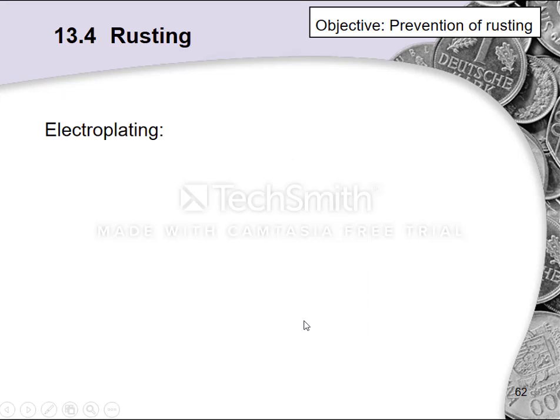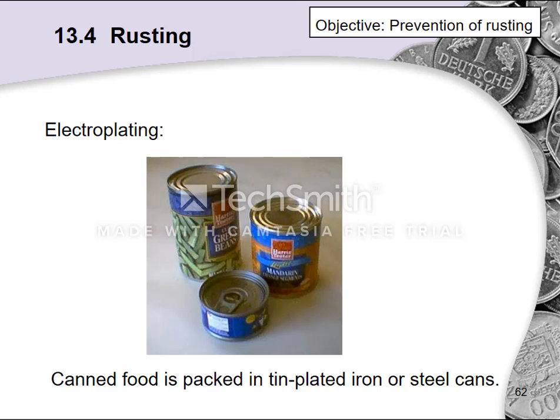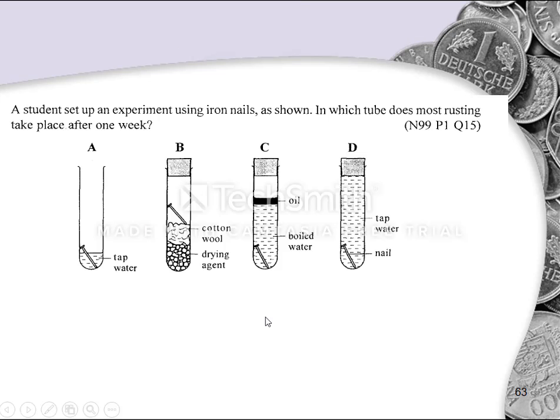And electroplating. The word electroplating tells you that it has to use electricity, and plating means covering a layer on top. So, for example, canned food packed in tin plated iron or steel can. Now, if you use an iron or steel can, it will rust, and of course, the food becomes poisoned by the rust itself. But if you use tin plating over it, this tin is not reactive, and hence it can protect the food from coming in contact with any rust. The rust will not be able to form because tin covers up the iron. Iron cannot reach the oxygen or water, so it cannot rust.